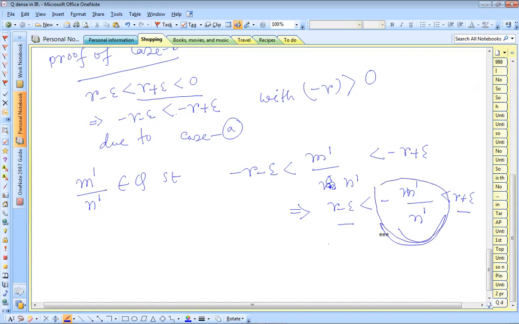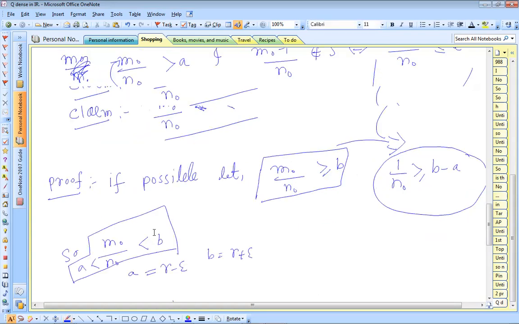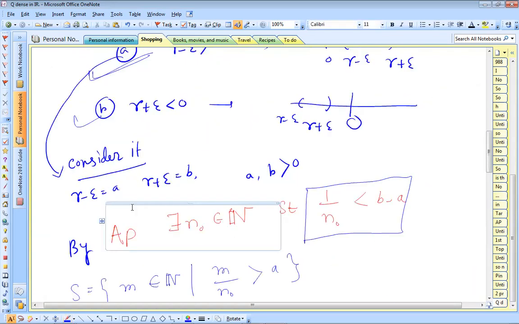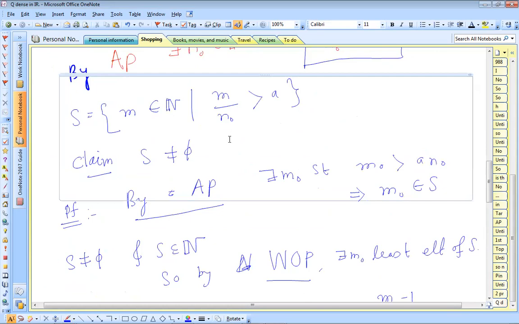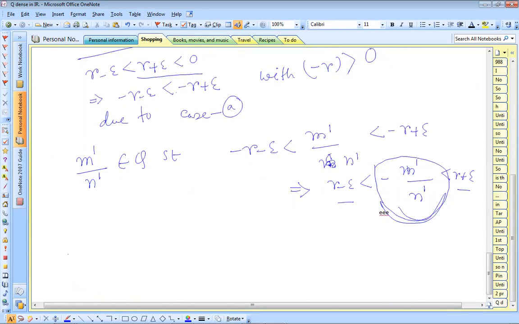Okay, so we are done with the two cases, case a and case b. Case b is done and case a was already done, and we have already simply told that in case 1, if 0 is in I, then of course we are done. Hence we are done with all possible cases. So Q is dense in R.